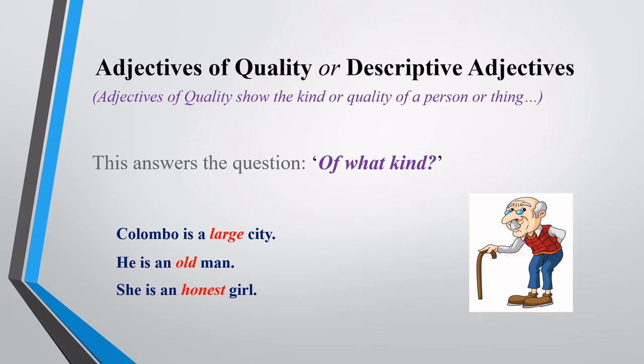The adjectives of quality or descriptive adjectives. The word quality itself gives an idea about the adjectives in this kind. This answers the question of what kind. Colombo is a large city. Colombo is a city. What kind of a city? It's a large city. He is an old man. What kind of a man? An old man. She is an honest girl. What kind of a girl? An honest girl.